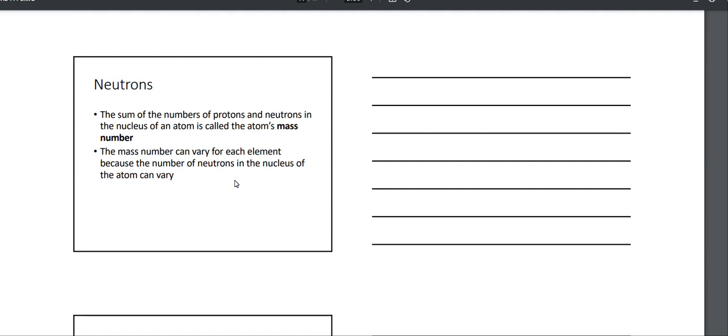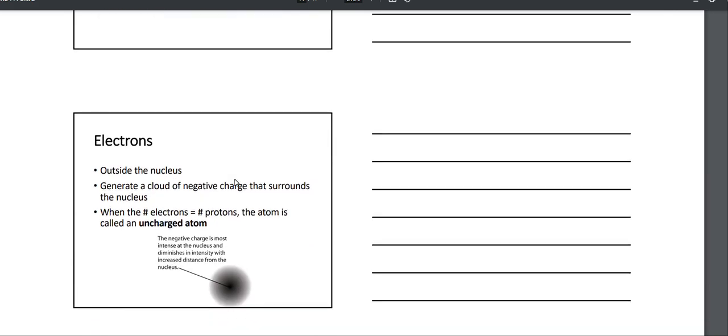Okay, let's talk about the neutrons, which we just touched upon a second ago. The sum of the numbers of protons and neutrons in the nucleus of an atom is called the atomic mass, and this is basically in the center of the atom, and the electrons are not going to be counted because they travel at a really high speed, plus their mass is very negligible. Okay, so atomic mass is protons plus neutrons. The mass number can vary for each element because the number of neutrons in the nucleus of an atom can vary. Same thing, if you look at the periodic table, you see the atomic masses are different from element to element because the number of neutrons will change.